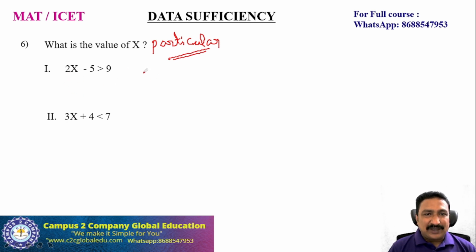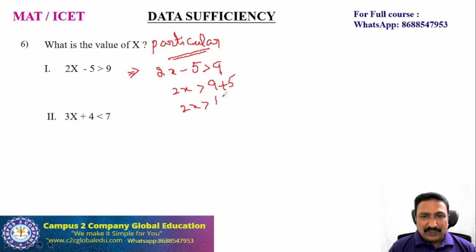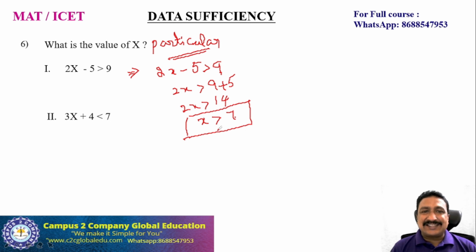Now look at the first statement. What is the first statement? 2x minus 5 is greater than 9. So 2x minus 5 is greater than 9 means, according to inequalities, we can simplify this value. So here 2x is greater than 9. This minus comes to this side as plus 5. So 2x is greater than 14 and x is greater than 14 by 2, 7. So according to the first statement, we are getting x greater than 7.